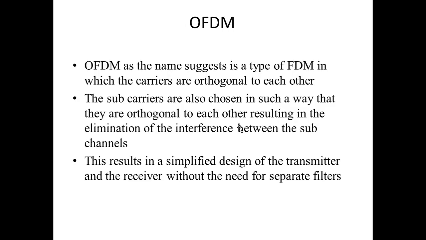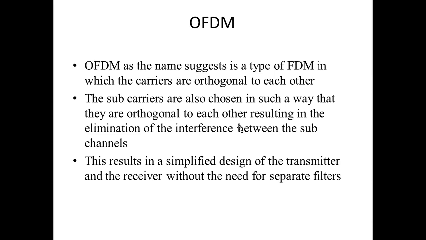Now, moving forward to OFDM. OFDM stands for orthogonal frequency division multiplexing, and as the name suggests, it is a type of FDM in which the carriers are orthogonal to each other. The subcarriers are also chosen in such a way that they are orthogonal to each other, resulting in the elimination of interference between the subchannels. This results in a simplified design of the transmitter and the receiver without the need for separate filters.